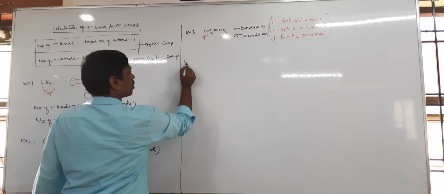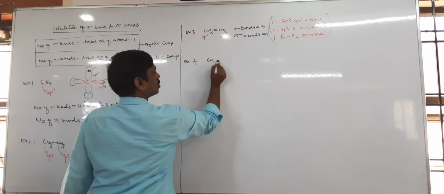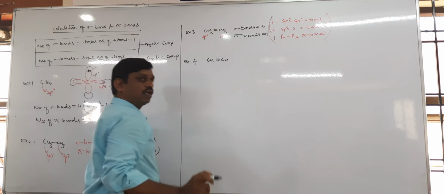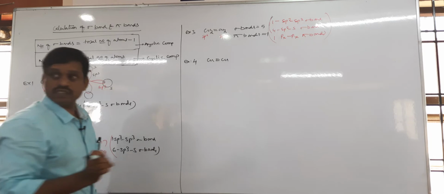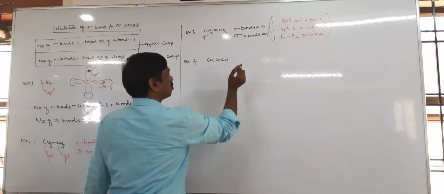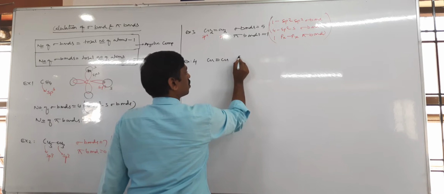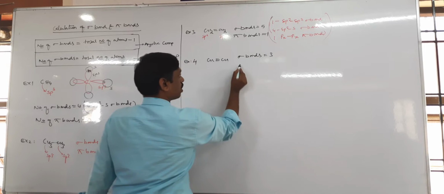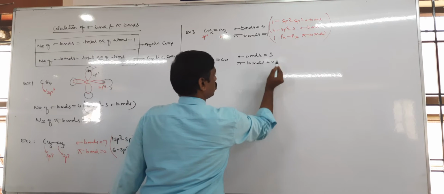Next, CH triple bond CH. How many sigma bonds? Total number of sigma bonds equals total atoms minus 1. How many atoms? 4. 4 minus 1, 3 sigma bonds. Sigma bonds equal 3. Then how many pi bonds? Pi bonds equal 2.